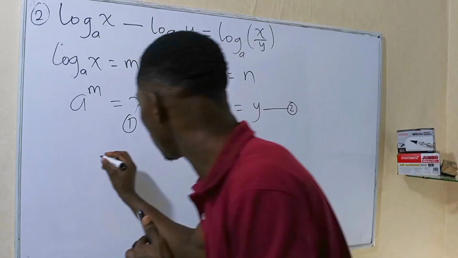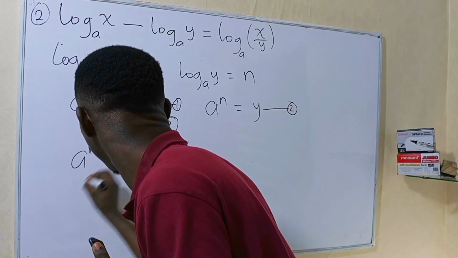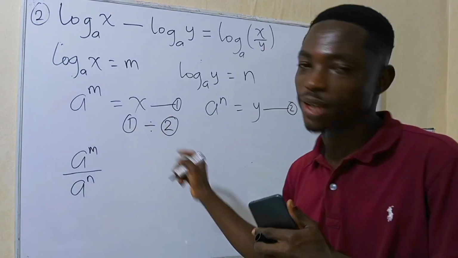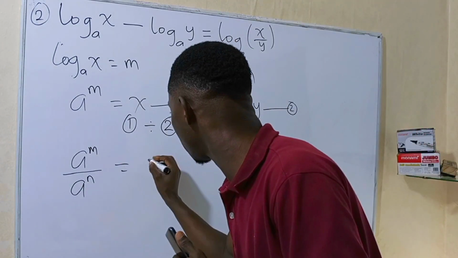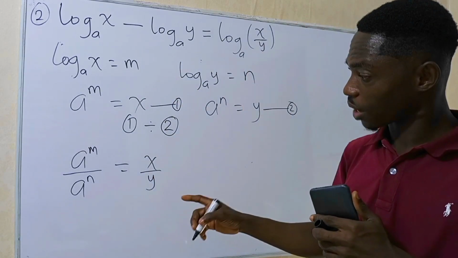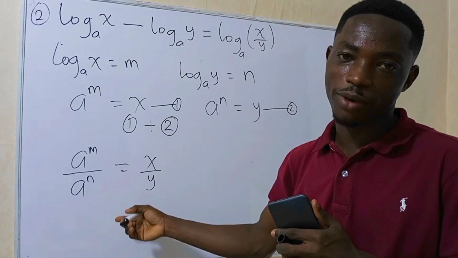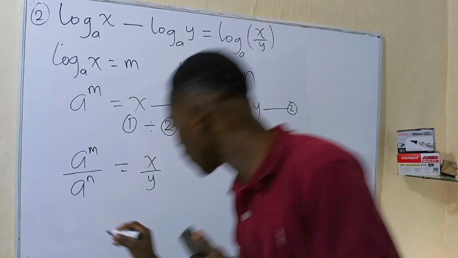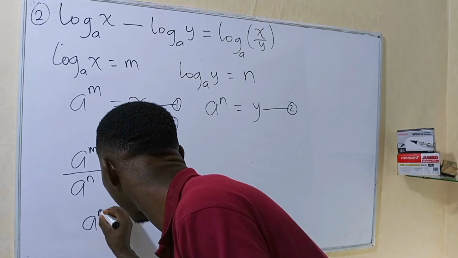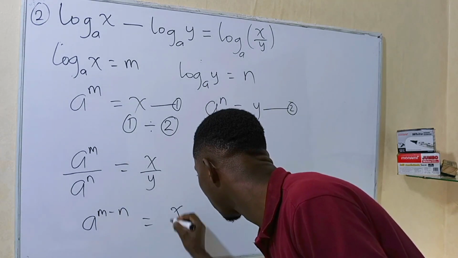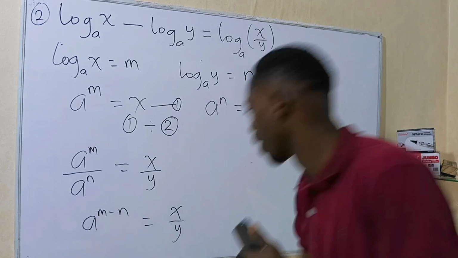Easy. So from here, we will end up getting a to the power m all divided by a to the power n. That is on the left-hand side. Then on the right-hand side, basically we have x divided by y. And check this out. We have the same base and they are dividing. If this is the case, then we can subtract their powers. So on the left-hand side, we will end up getting a to the power m minus n. And this right here is the same as x over y.